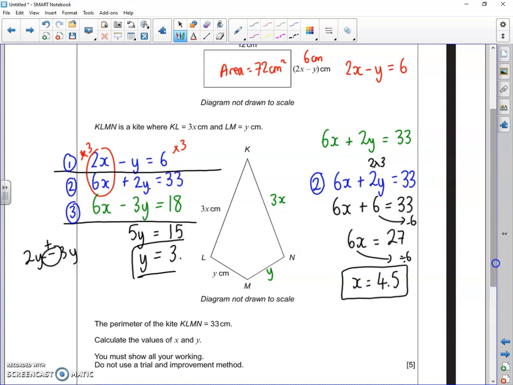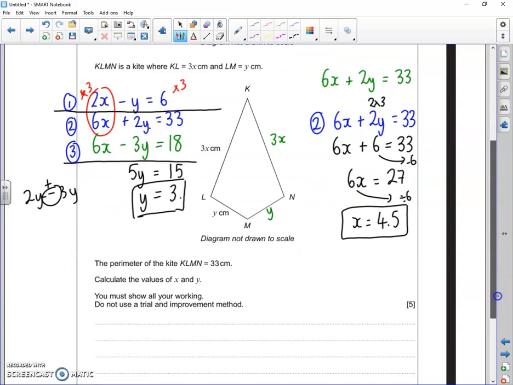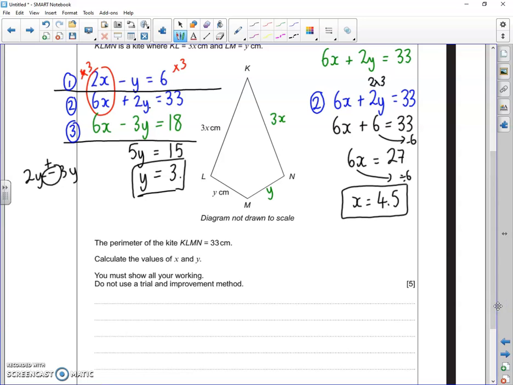There's a couple of different ways of doing that. I think that's probably the easiest though. Get your matching x's and take away. And that's the end of that question for 5 marks.